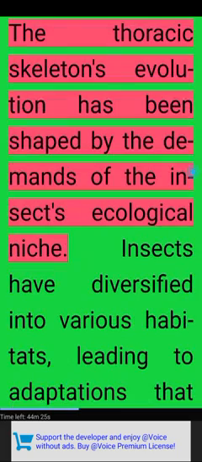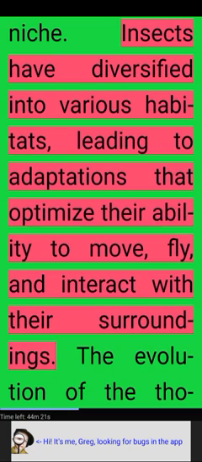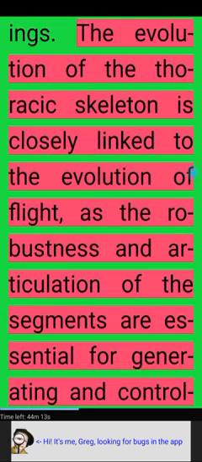Evolutionary significance. The thoracic skeleton's evolution has been shaped by the demands of the insect's ecological niche. Insects have diversified into various habitats, leading to adaptations that optimize their ability to move, fly, and interact with their surroundings. The evolution of the thoracic skeleton is closely linked to the evolution of flight, as the robustness and articulation of the segments are essential for generating and controlling wing movements.